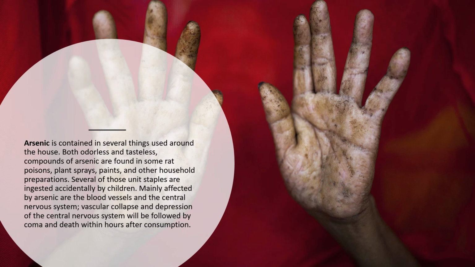Arsenic is contained in several things used around the house. Both odorless and tasteless compounds of arsenic are found in some rat poisons, plant sprays, paints, and other household preparations. Several of those household staples are ingested accidentally by children. Mainly affected by arsenic are the blood vessels and the central nervous system. Vascular collapse and depression of the central nervous system will be followed by coma and death within hours after consumption.